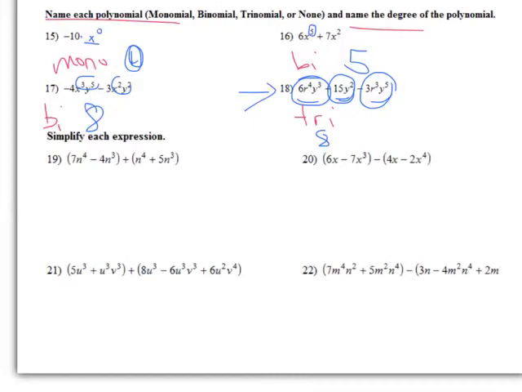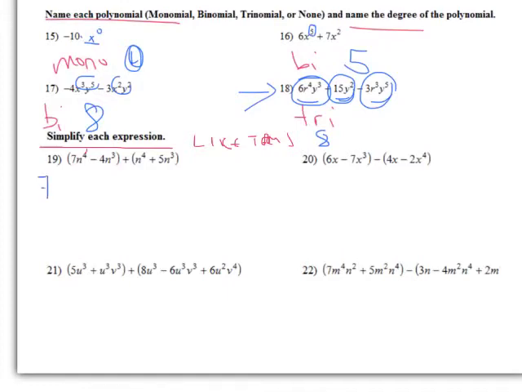For the next ones, you're simplifying each expression, and you have to combine like terms. Remember that like terms need to have the same variable and the same exponent. Both the same variable and the same exponent. So you can combine these vertically or horizontally. I'll show you both. So the first one I'll go ahead and solve horizontally.